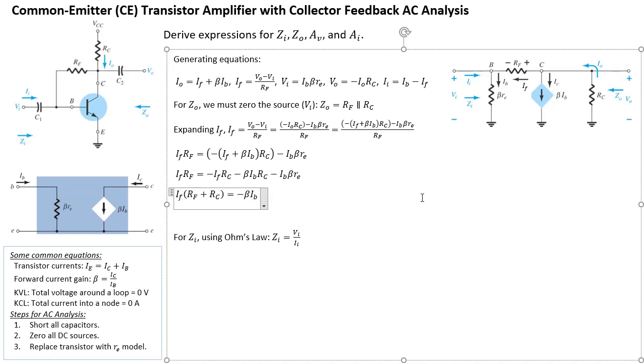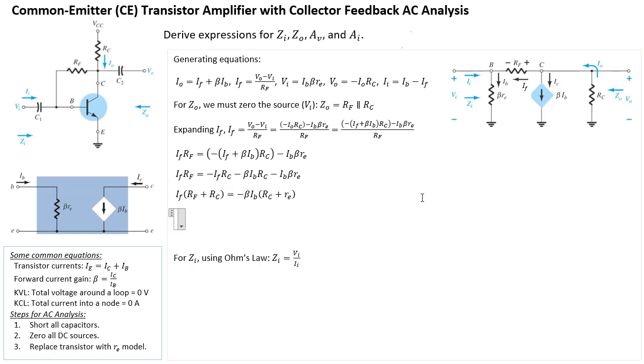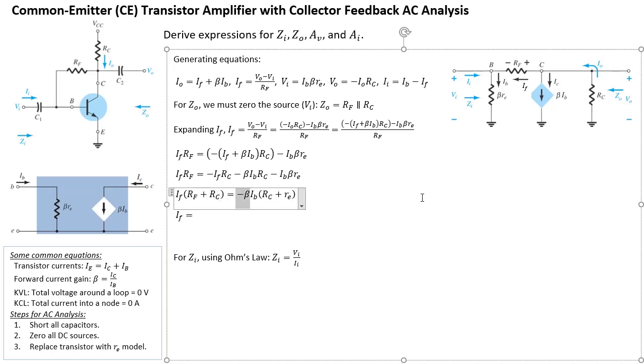All right, and then in brackets it's going to be RC plus little RE. Okay, so finally I can now write in terms of just IF. So therefore IF is going to be equal to all of this, all of that, divided by RF plus RC. So that's what IF is going to be.